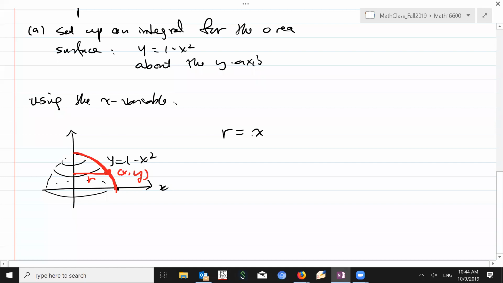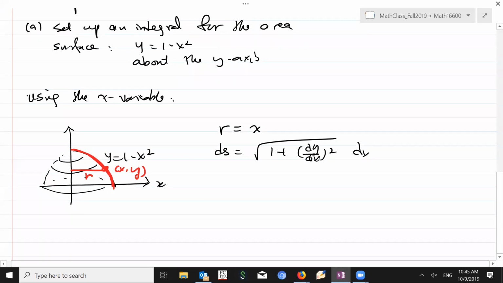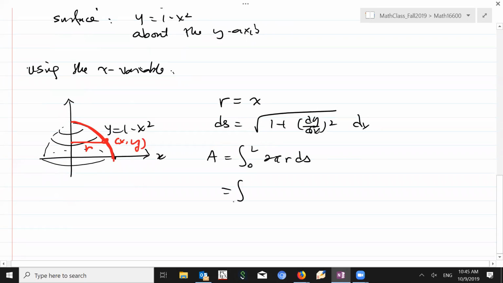Okay, so then it's up to you. If you want to use the x variable, then ds is going to be the square root of 1 plus (dy/dx) squared dx. You don't do anything about the r because it's already expressed in terms of x. So the area is the integral of 2 pi r ds, changed to the x variable. x goes from 0 to 1. What is r? It's x. What is ds? The square root of 1 plus the derivative of y with respect to x, which is negative 2x, squared, dx.